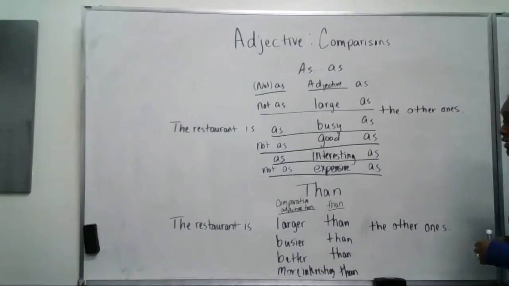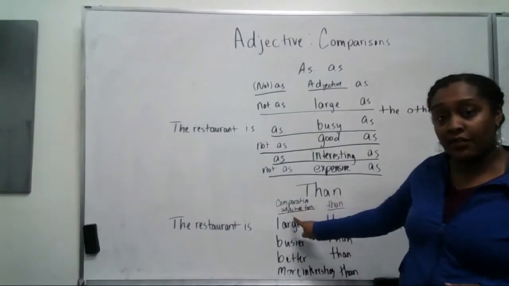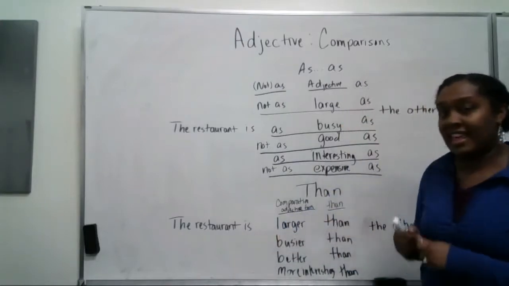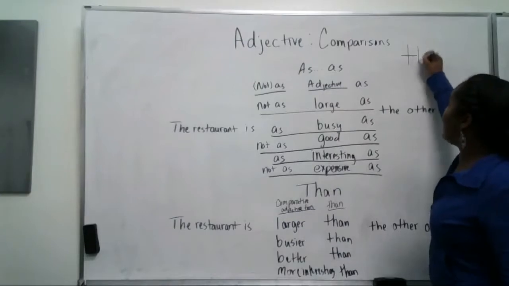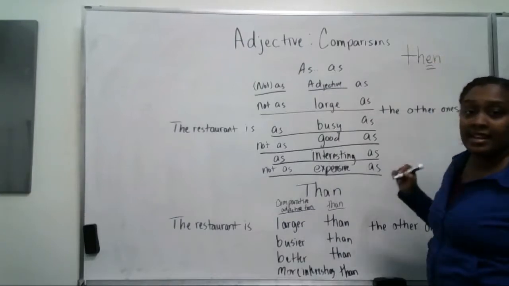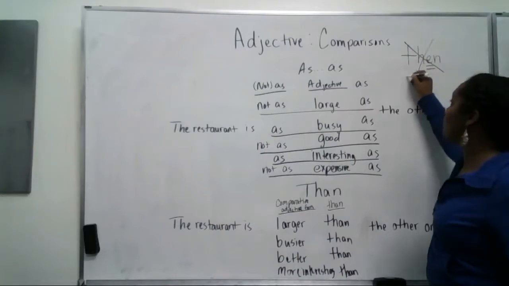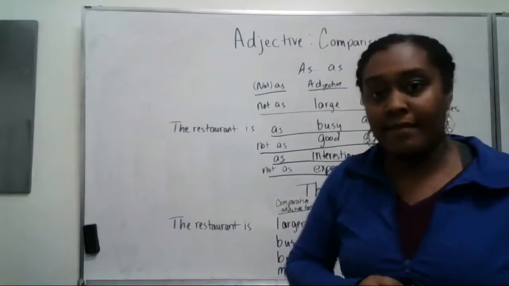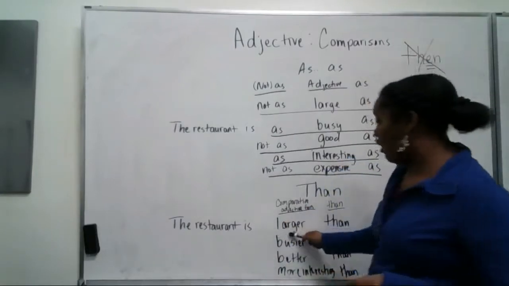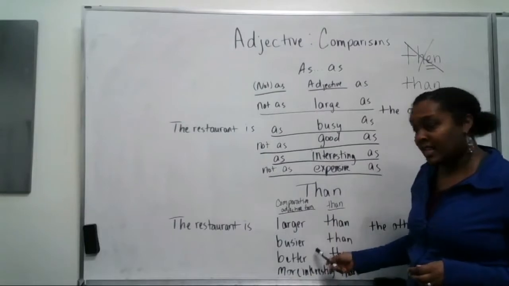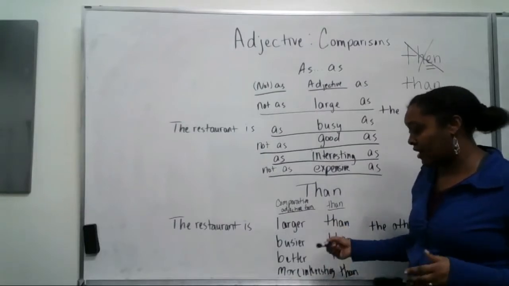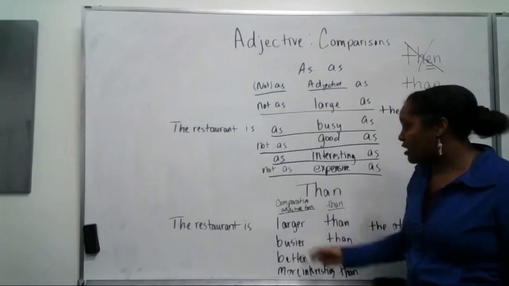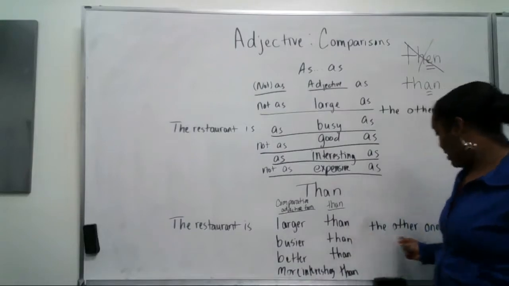The other form will be using a comparative form and then. So we have the restaurant is larger than. Now, when I say than, I am not saying then with an E. That is incorrect. That's not the comparative form. It's than with an A. Okay? So I can say the restaurant is larger. See, this is a comparative form because we have changed the adjective. I'm going to show you the way that you determine how to make it in adjective form. Okay? Comparative form. So larger than the other ones.